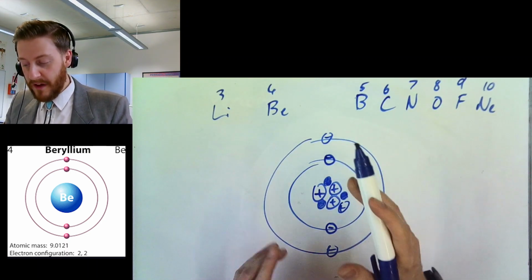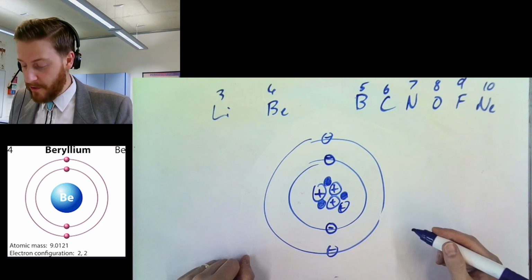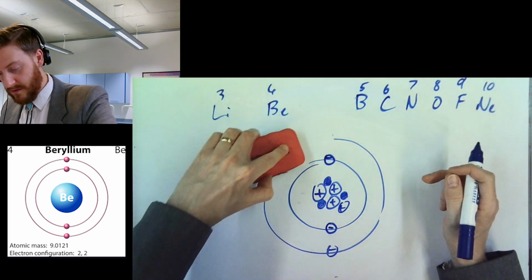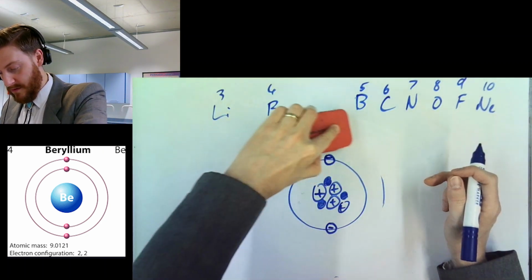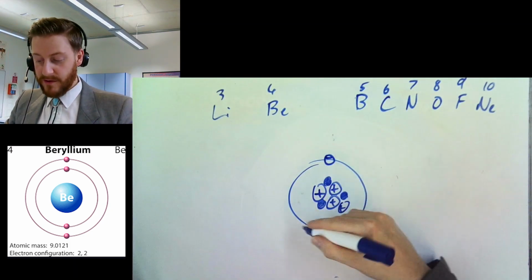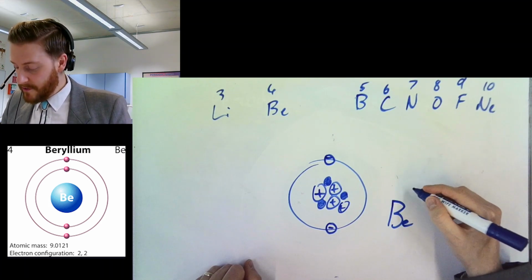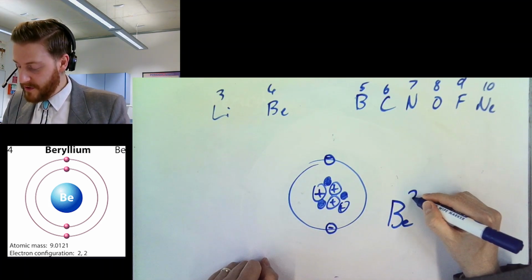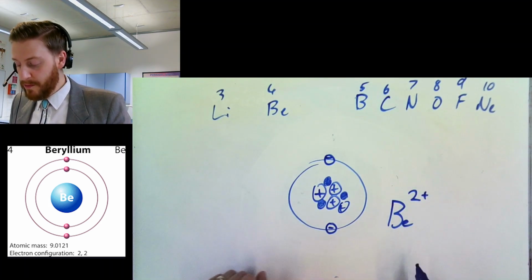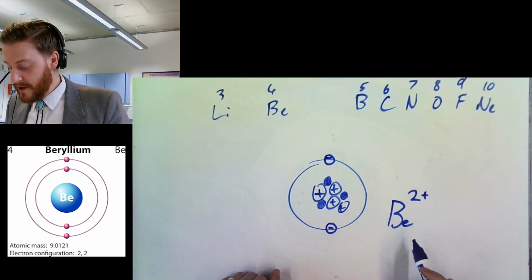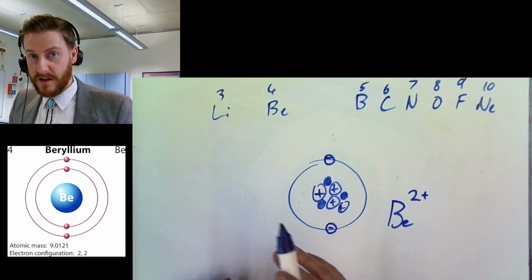It could get rid of these two, and then, like the lithium ion before it, it now has a complete shell. And my beryllium, because it lost two electrons, now has two more positives than negatives. So it's a 2 plus ion. So my 2 plus ion is now, again, stable. So nice and stable.